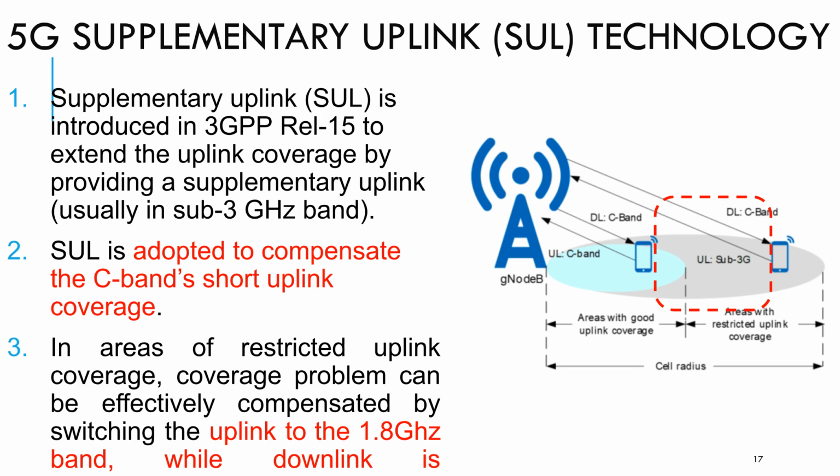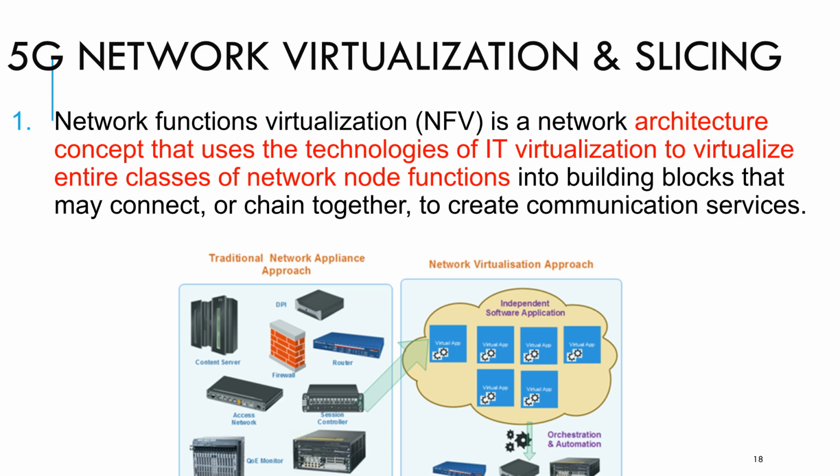5G Supplementary Uplink, SUL technology. Supplementary Uplink, SUL, is introduced in 3GPP Rel 15 to extend the uplink coverage by providing a supplementary uplink, usually in sub-3 GHz band. SUL is adopted to compensate the C-band's short uplink coverage. In areas of restricted uplink coverage, the problem can be effectively compensated by switching the uplink to the 1.8 GHz band, while downlink is maintained at the 3.5 GHz band.